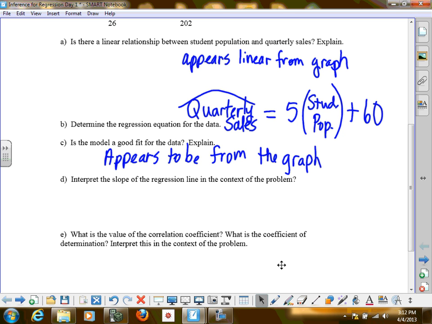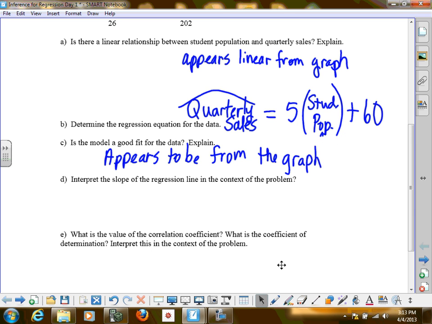Okay, so that's not entirely right. So let's think about it. If I make this student population 5,000 higher, is it going to make the quarterly sales go up by 1? That'd make the quarterly sales go up by 25,000. Okay, so let's fix that. You're very close. You started off perfectly.